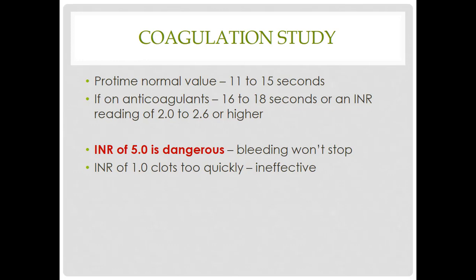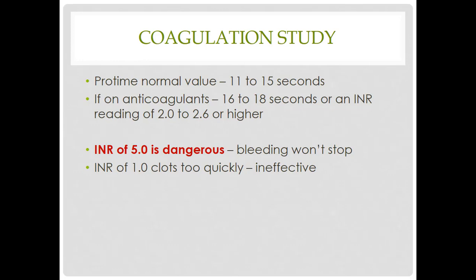Or you could have an INR, an International Normalized Ratio, reading of 2.0 to 2.6 or a little bit higher. You can't go too high on an INR, however. 5 is dangerous, which means the bleeding just won't stop. It's taking 5 minutes or more to clot. So 5 is a dangerous level. If they're on anticoagulants and it's getting up into the 3s and 4s, the doctor may say, hey, you need to cut back on the dosage for your anticoagulants because you're not stopping bleeding.